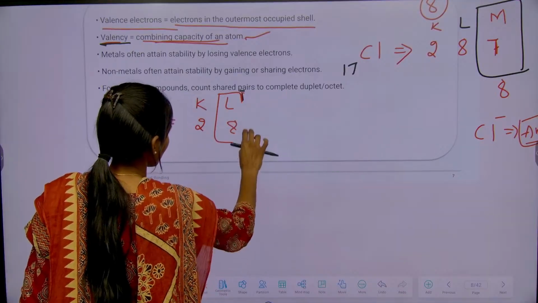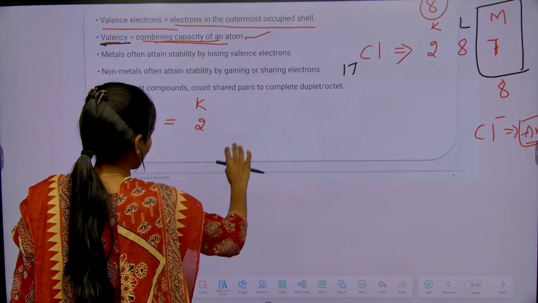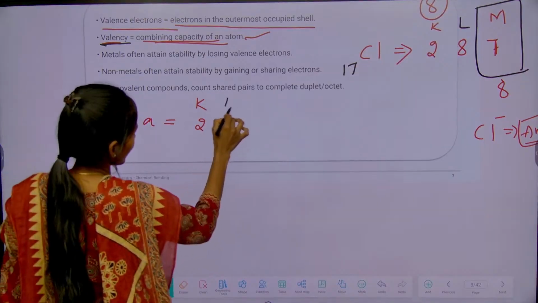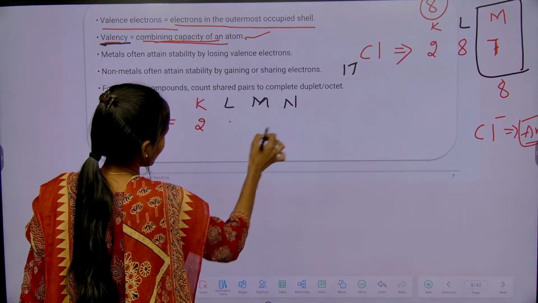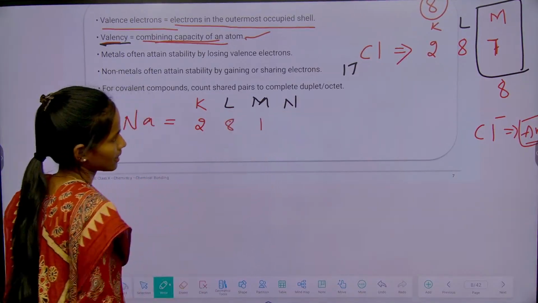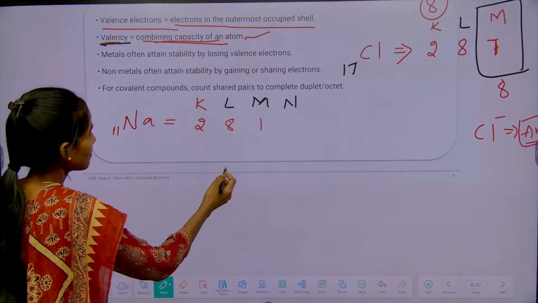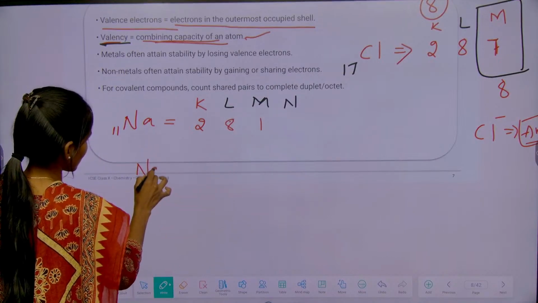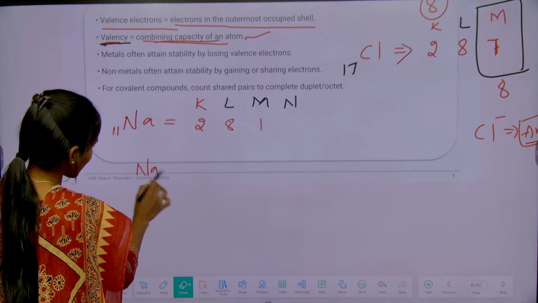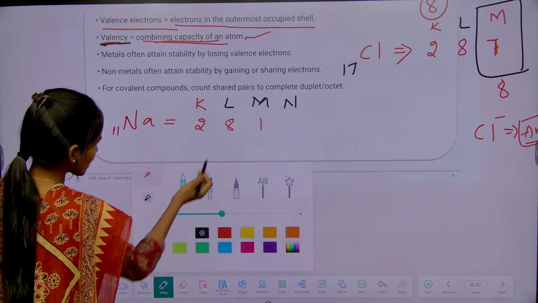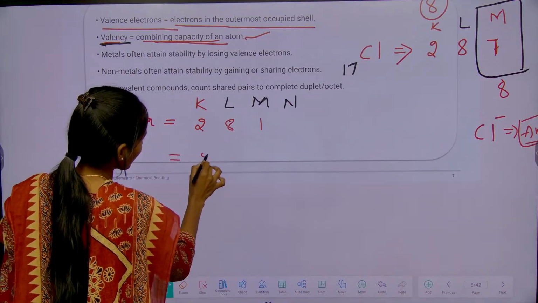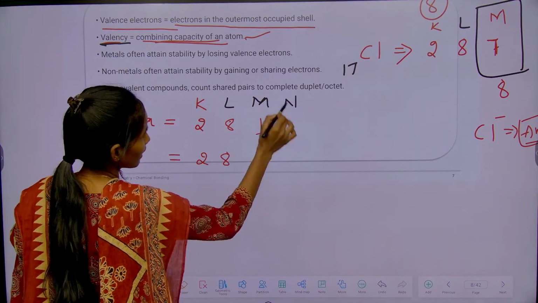If we write K, L, M and N as 2, 8, 1, this is the configuration for sodium. If it is losing one electron, what will happen? 2 and 8. This one will be removed.